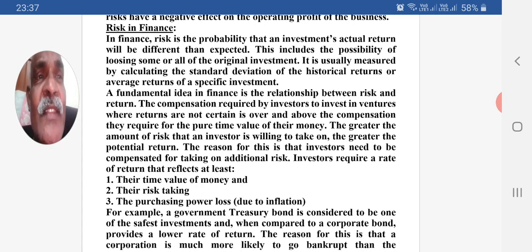So the reason for this is that investors need to be compensated for taking additional risk. So if I take additional risk, that will be compensated with higher return. Investors require a rate of return that reflects the time value of money, their risk taking, and the third one, the purchasing power loss due to inflation.